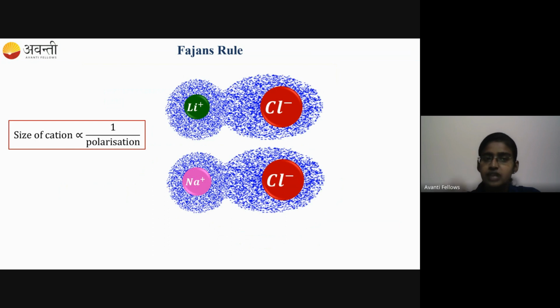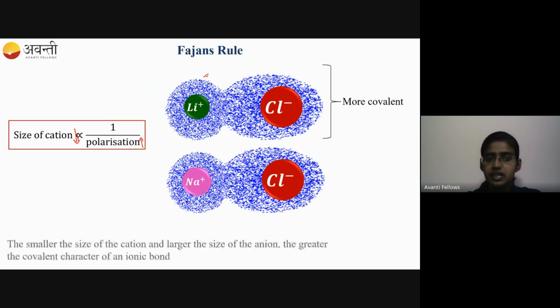Okay, so if the size of the cation is very less, polarization is more. If the polarization is more, covalent character is also more. Here you can see that lithium size is very small compared to sodium. Size of the cation is very less in the case of lithium plus, so the polarization will be more in that case. Means lithium chloride is more covalent than sodium chloride.